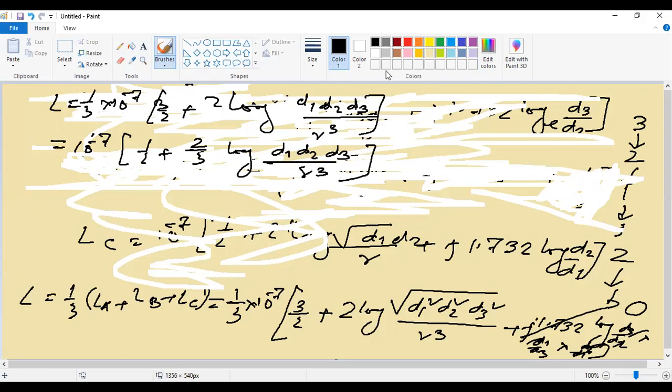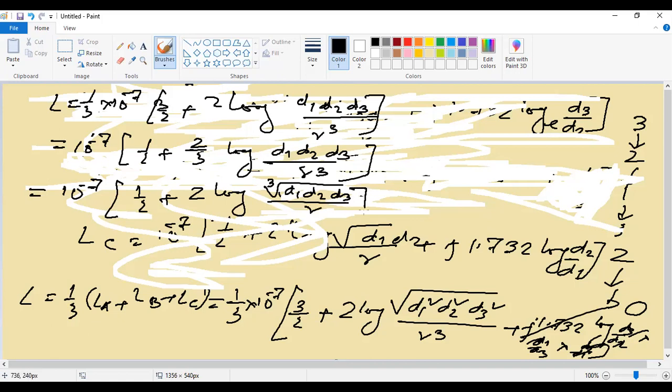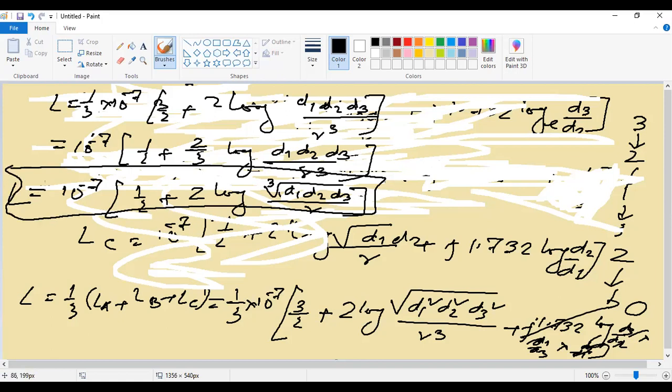Now again, here this will be 10 to the power minus 7 into half. Now this 1/3 we are taking inside, so this will be log of cube root of d1, d2, d3 divided by r. Yes or no? Yes, sir. So this is the final expression for the inductance of a three-phase line.